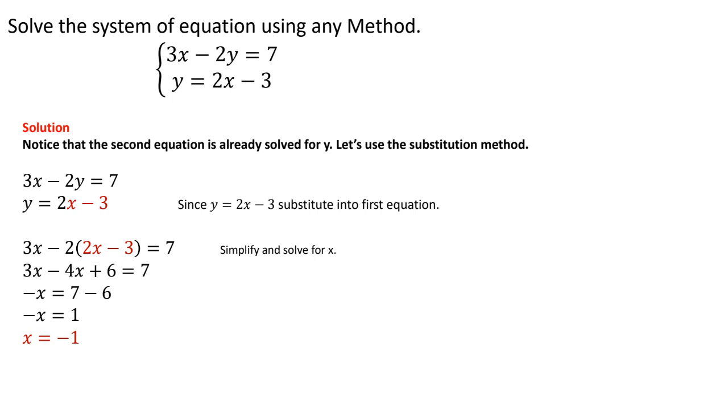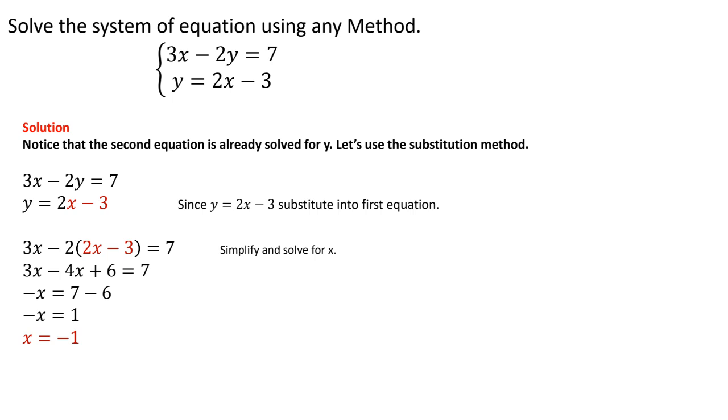Let's combine our like terms. 3x minus 4x is a negative x. Move the 6 to the other side by subtracting 6 on both sides. So 7 minus 6 is 1. Okay, so the last thing I want to do is, since I want a positive x, I'm going to multiply by a negative on both sides. So this gives me x equals negative 1.